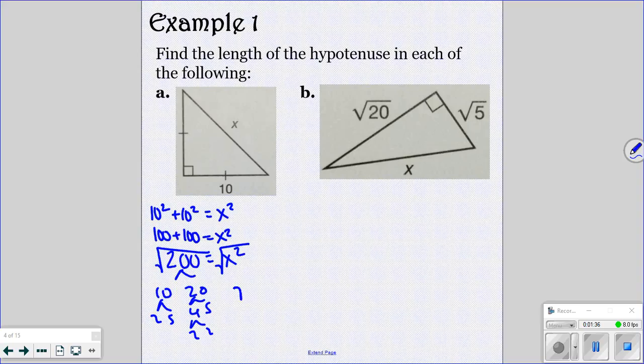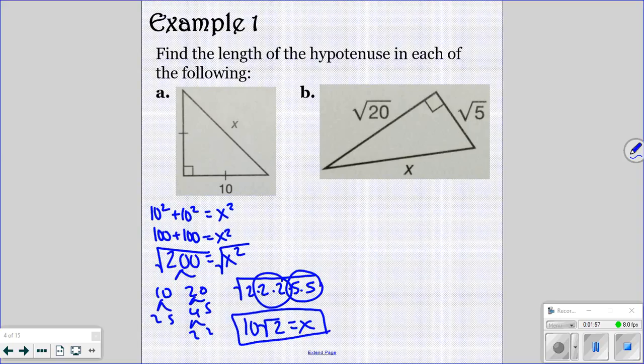So 200 is 2 times 2 times 2 times 5 times 5. We've got 3 2's and then 2 5's. So we can pull out a pair of 5's and a pair of 2's. So that's 10, and then a 2 is left inside of the radical. So that would be your x value for A.